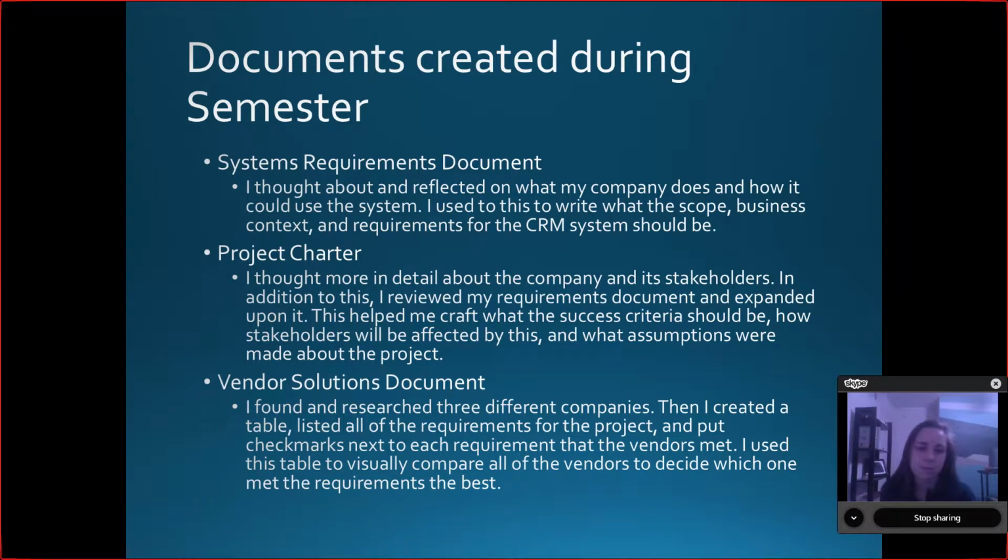system. For the project charter, I thought more in detail about the company and its stakeholders. In addition to this, I reviewed my requirements document and expanded upon it. It helped me craft what the success criteria should be, how stakeholders will be affected by this, and what assumptions were made about the project.